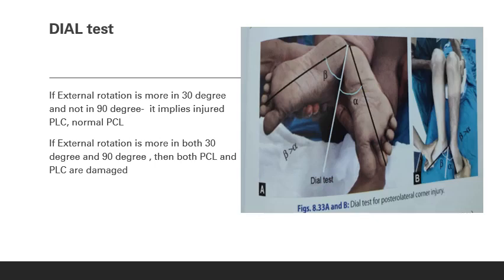Index side with damage to PLC will have excess external rotation more than 10 degree as compared to the normal side. If external rotation is more in 30 degree only and not in 90 degree, it implies injured PLC and normal PCL. If external rotation is more in both 30 degree and 90 degree flexion, then both PCL and PLC are damaged.